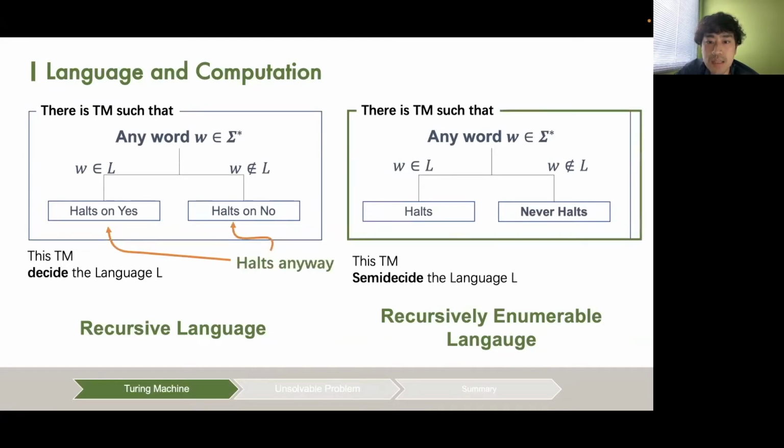Next, let's look at another language space. Here, suppose that there is a Turing machine such that if an input is a word in the language L, it halts on the yes state. On the other hand, if an input is not a word in the language L, then it never halts. In this case, we say that this Turing machine semi-decides the language L, which is called recursively enumerable. Here, the important thing is that in this case, the Turing machine does not give you a way to determine the membership of a word. Since the Turing machine never halts, even though you have been waiting for a pretty long time, it is always possible that the machine will eventually halt.